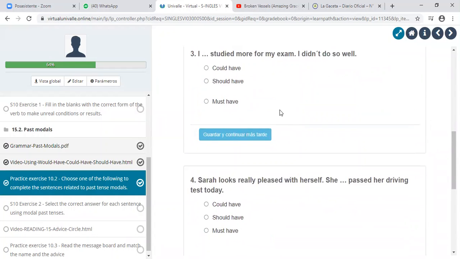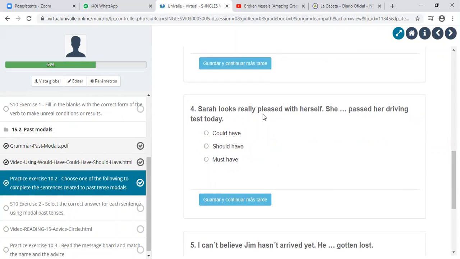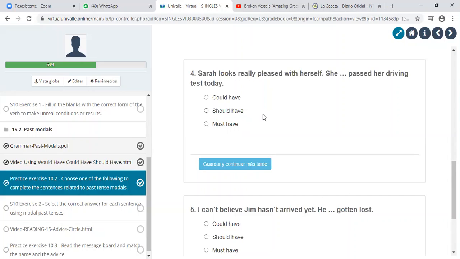Thank you. Number three, I could have, should have, must have studied more for my exam. I didn't do so well. Number one, number two, or number three? Number two. Okay. Number four, Sarah looks really pleased with herself. She could have, would, should have, must have passed her driving test today. Number three, teacher. Number three, okay. Thank you for your participation.